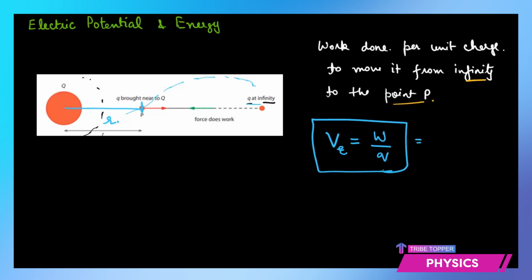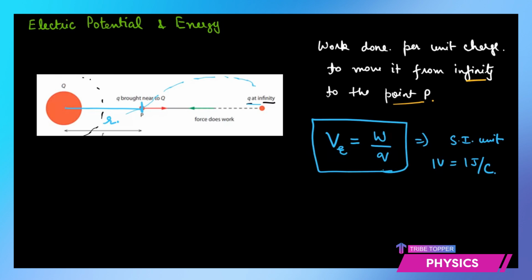And from this expression, the SI unit of electric potential would be volts, and 1 volt is equal to 1 joule per coulomb. That means if to move a charge of 1 coulomb from infinity to the point P, 1 joule of work is done, the electric potential is 1 volt at that point.